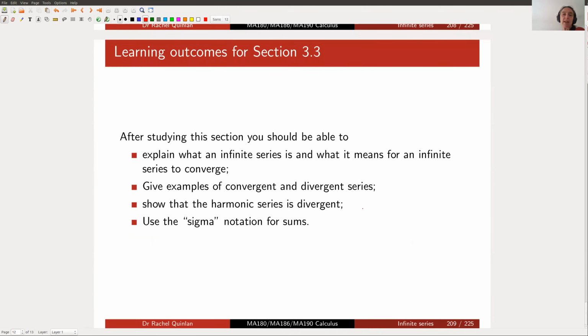A few learning outcomes for this section. So what would I expect you to be able to do? I guess explain what an infinite series is, how it's distinct from the concept of an infinite sequence, and what it means for an infinite series to converge. So to be able to give some account of the concept of the sequence of partial sums and the convergence of that. I could expect you to give examples of convergent and divergent infinite series, show that the harmonic series is divergent, maybe using that approach of comparing it to an improper integral that we know to be divergent, and have some familiarity with the sigma notation for sums.